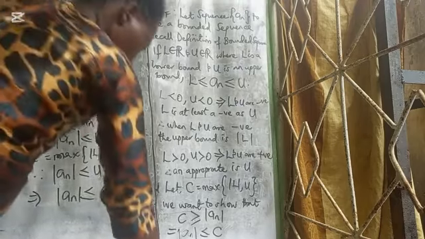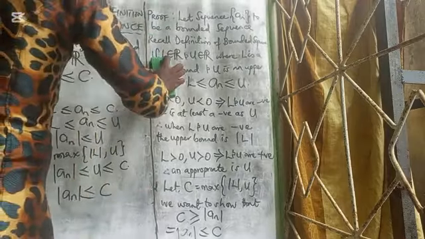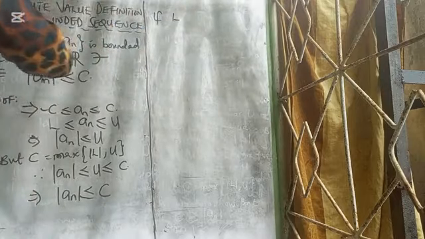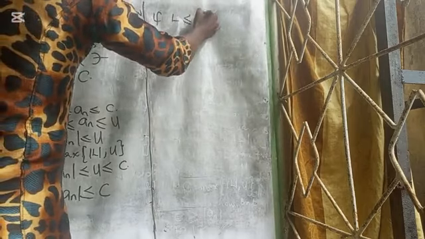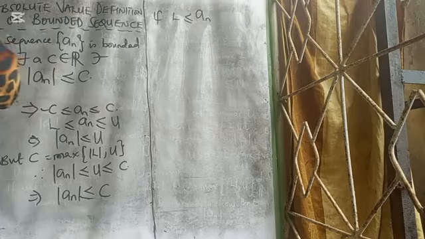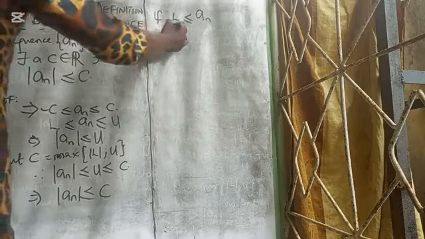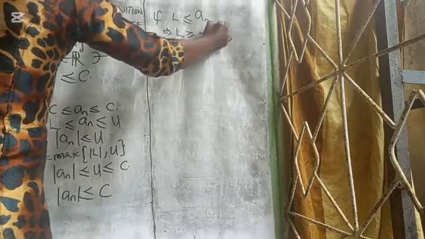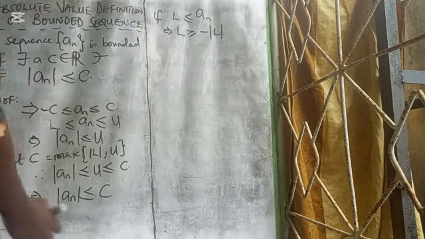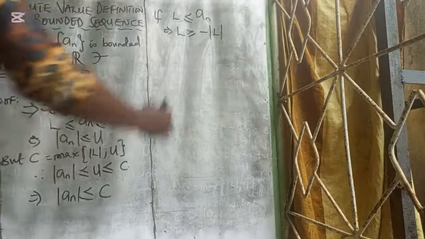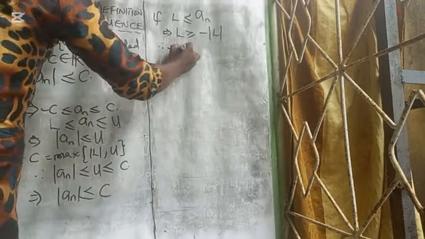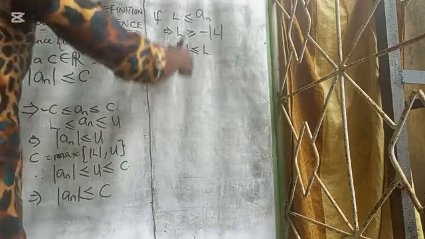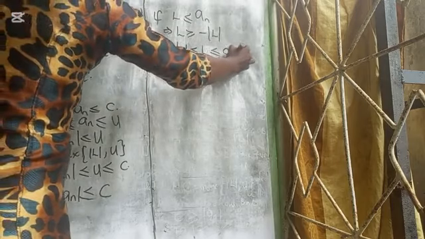Also, if L is less than or equal to A sub n, then that means that our L is greater than or equal to the minus of its absolute value. Therefore, the minus of absolute value of L will be less than or equal to L, and L is less than or equal to what? A sub n.